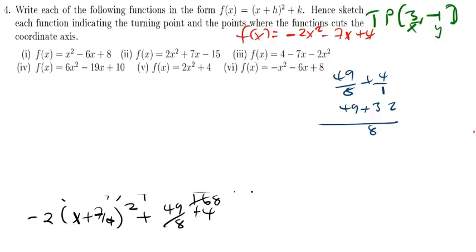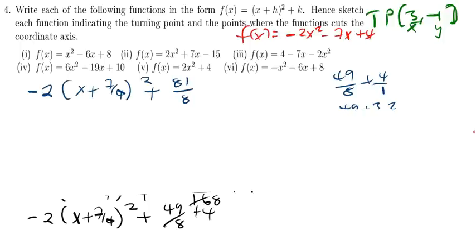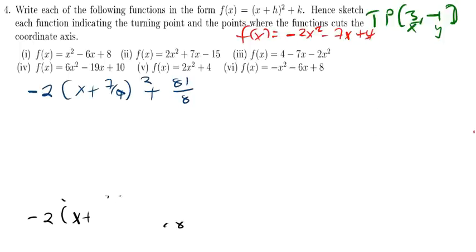Guys, that will be 781. So then I have negative 2 open brackets x plus 7 over 4 raised to the power 2 plus 81 over 8. Now this is my function in the form of f of x equal to this. I'm done. Hence, sketch. Now we need to sketch.